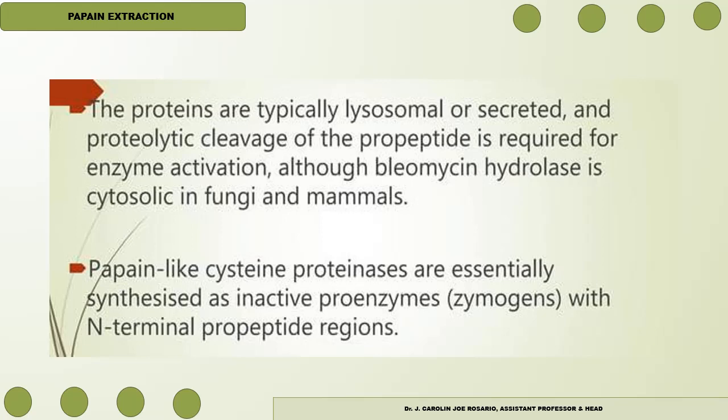The proteins are typically lysosomal or secreted, and proteolytic cleavage of the propeptide is required for enzyme activation, although bleomycin hydrolase is cytosolic in fungi and mammals. Papain-like cysteine proteinases are essentially synthesized as inactive proenzymes called zymogens with terminal propeptide regions.